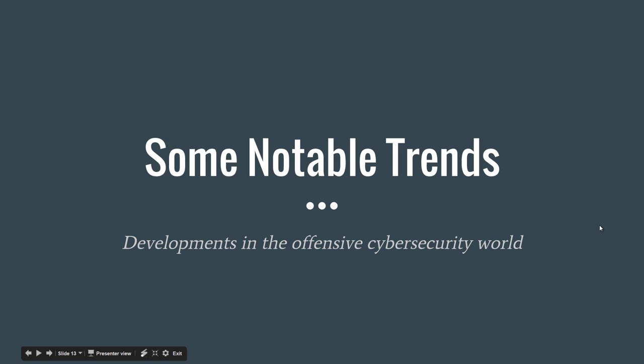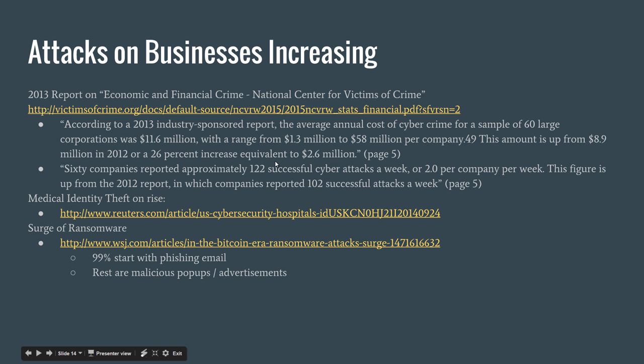Next, we'll discuss some notable trends in the offensive cybersecurity world before we cover SIEM stuff. Attacks on businesses are reportedly increasing. According to a 2013 industry-sponsored report, the average annual cost of cybercrime for a sample of 60 large corporations was $11.6 million, with a range of impacts from $1.3 million to $58 million per company for any attack. This amount is up from $8.9 million in the previous year and is measured at a 26% increase, just from 2012 to 2013.